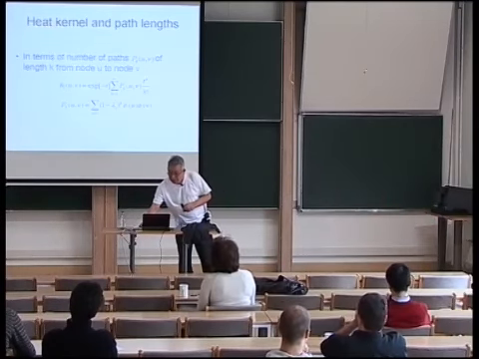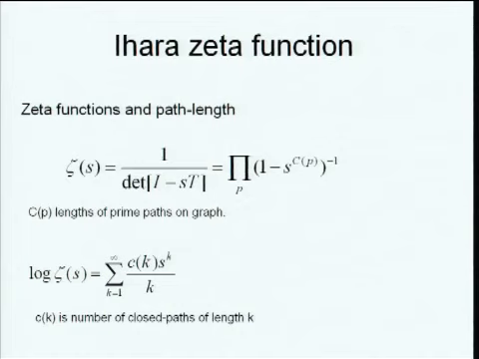Now, something I want to come on to at the end of the talk is to exploit this relationship between path lengths and the spectrum of the graph. And one way of characterizing a graph is to use something called the Ihara zeta function. The Ihara zeta function is just 1 over the characteristic polynomial for the graph. So the characteristic polynomial is the determinant of the identity matrix minus s, where s is the variable of the zeta function, times the transition matrix.